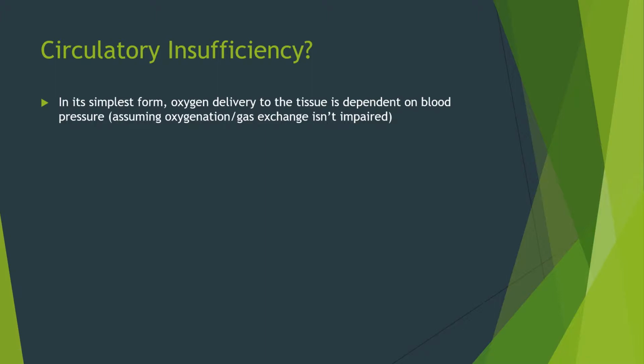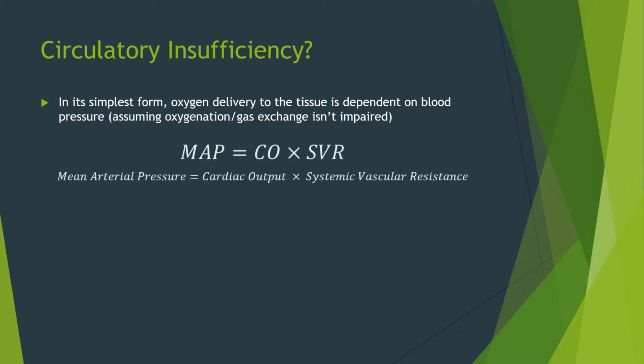So if we look at it in its simplest form, oxygen delivery to the tissue is dependent on blood pressure. And that's assuming that oxygenation and gas exchange isn't impaired. So everything else is working fine. Oxygen can only get to the tissue that it needs to perfuse because of blood pressure. And blood pressure is made up of the following formula, where the mean arterial pressure is equal to the cardiac output multiplied by the systemic vascular resistance.